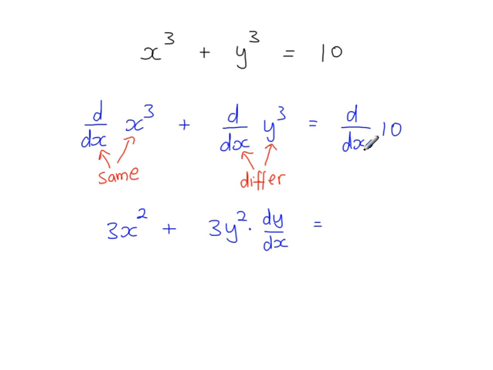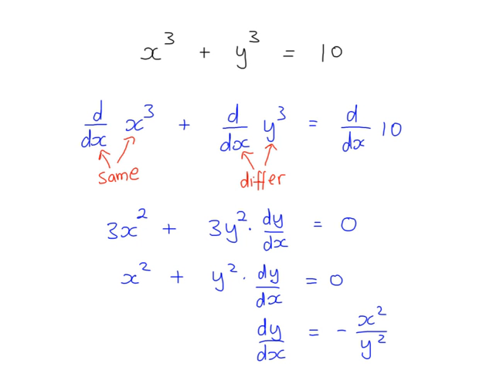Equals, and then differentiating a constant gives 0. Dividing by 3 throughout, so x squared plus y squared times dy by dx is equal to 0. And then rearranging to get the derivative, dy by dx.